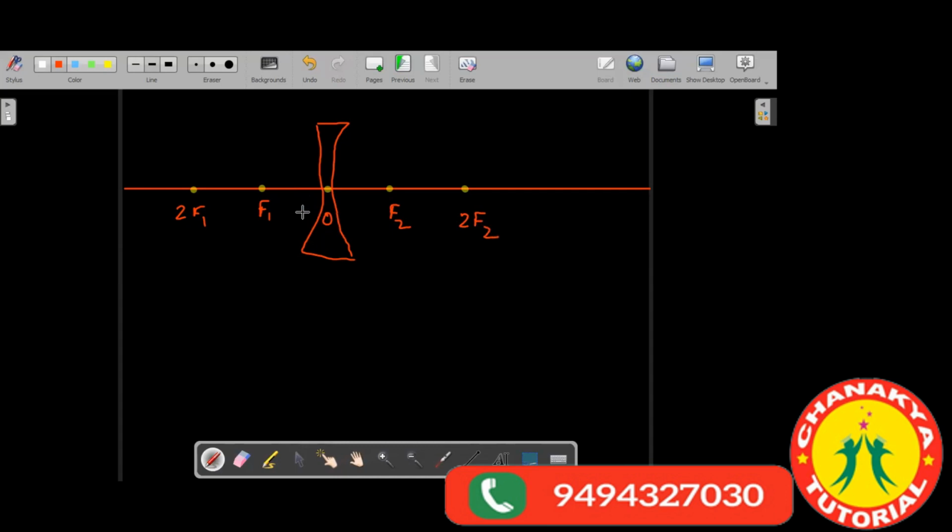Now, if I keep the object at infinity, there are only two cases for this. If I keep the object at infinity, the image will be formed at focus. So that one we have done. Let us keep the object at a finite distance, maybe at 2F, before F, or before O. We keep the object anywhere before the lens, suppose here, and let's see where the image will form.